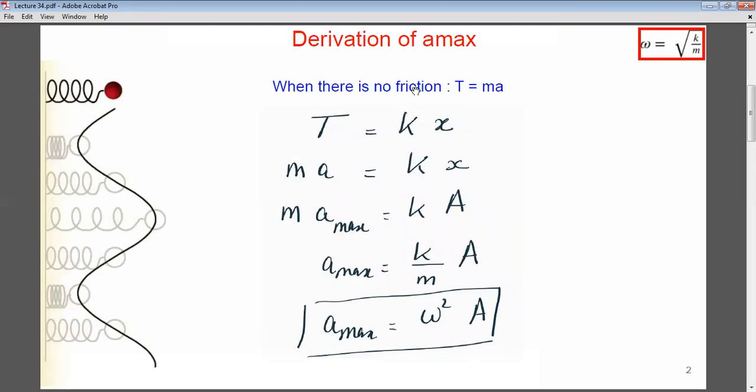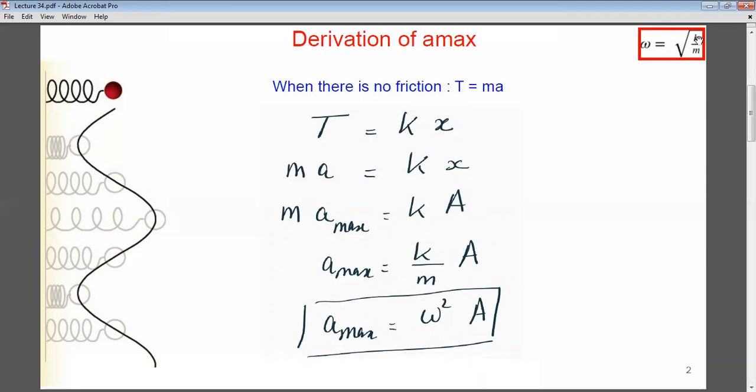When there is no friction, the summation of forces along the x-axis will be only the tension, and this will be equal to m times a. So T is m times a, okay? And T at the same time is k times x, which is the spring constant times how much compressed or elongated the spring is. Now, I have ma equal kx. At x equal x maximum, that is a will be a maximum. So I have a maximum will be k over m times A.